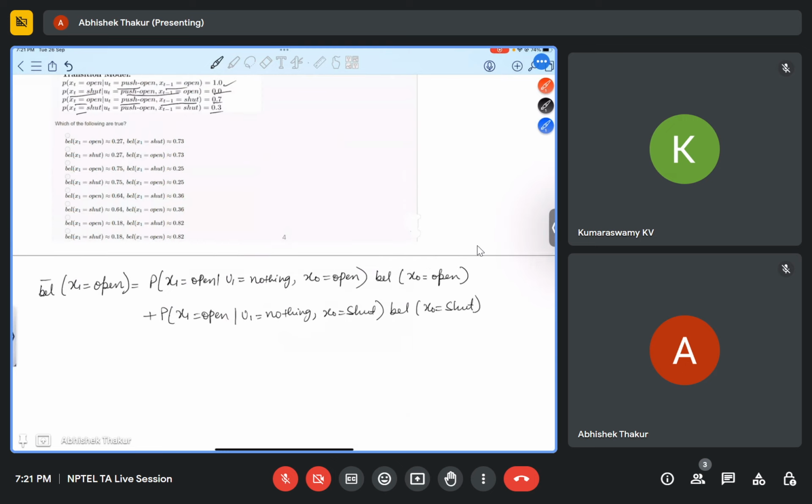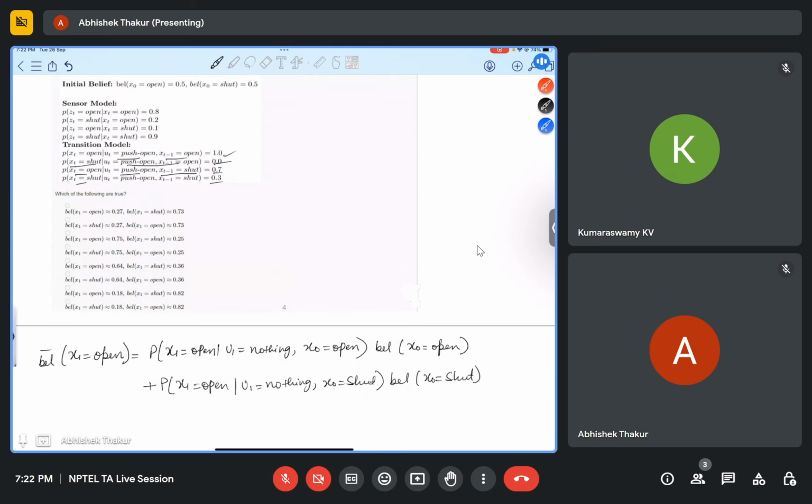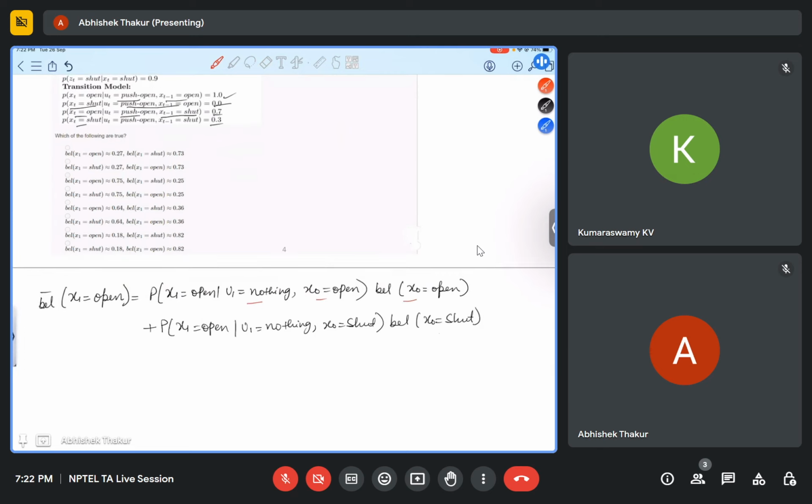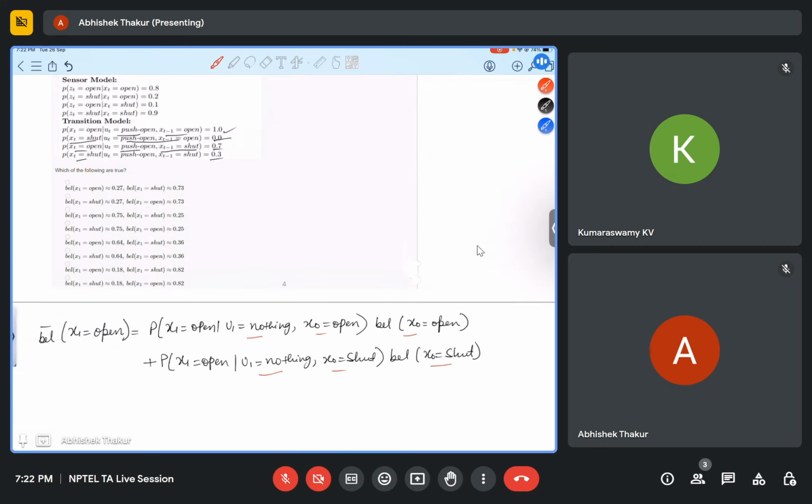Let's suppose we have to find the belief bar that x1 is equal to open. So let's suppose at time instant t naught, x0, the initial belief was open. In that case, the probability x1 is equal to open and the robot did not do anything, that is, u1 is equal to nothing and x0 was open. Now the second case is that the door was shut, like it was closed before, so x naught is shut. So now what is the probability that x1 is equal to open after the robot has done nothing and x naught was shut? So for this we'll use the things given in this question.